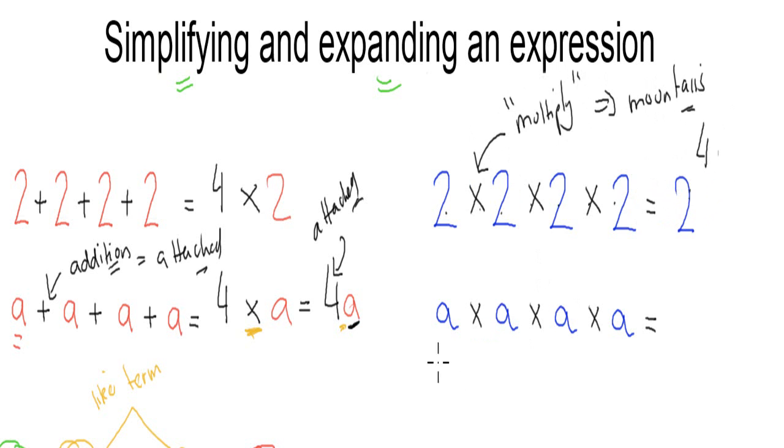So same thing when we have algebra. If we have a times a times a times a, we can write instead a to the power of 4, because we have a by itself a total of 4 times. So a to the power of 4, right? So we have a multiplication sign. That means the actual number goes up on m for mountains, m for multiplication. So the number goes up on top, as opposed to when we're adding, the number is attached to its side. So you need to know how to simplify and expand expressions, basically collecting like terms.